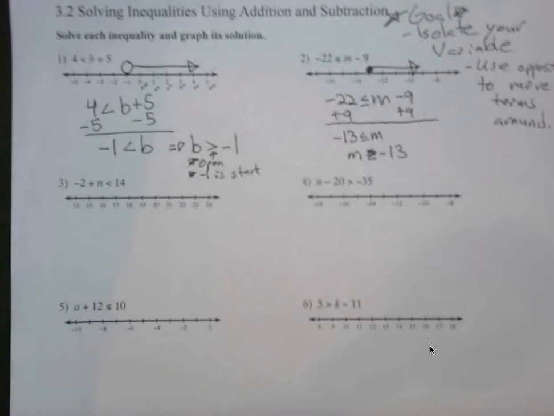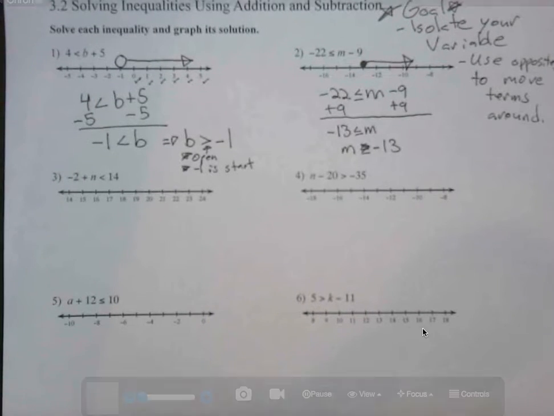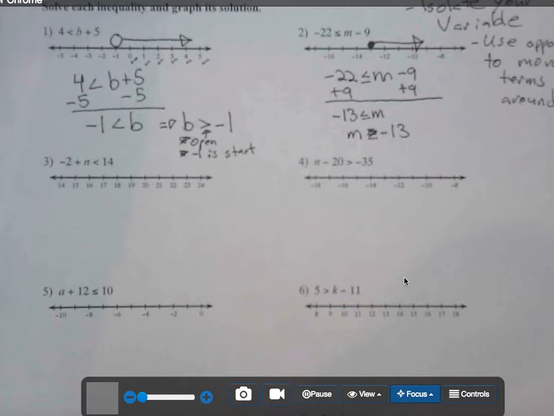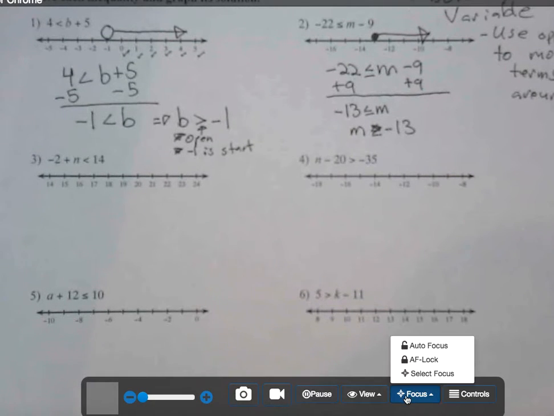The rest of the problems are pretty simple. Take this time now, pause the video, try out these next 4. Really, pause it, try them. It's not too tricky with this. Pause them and try them.